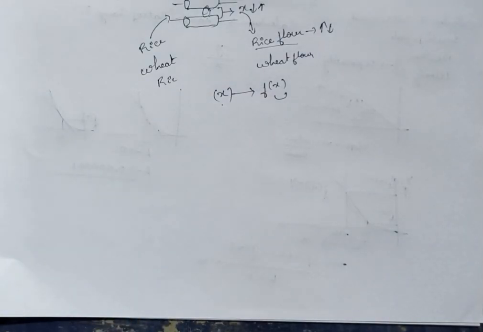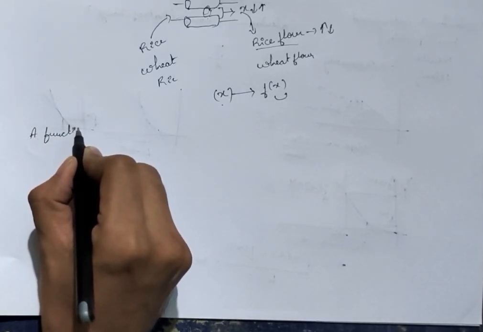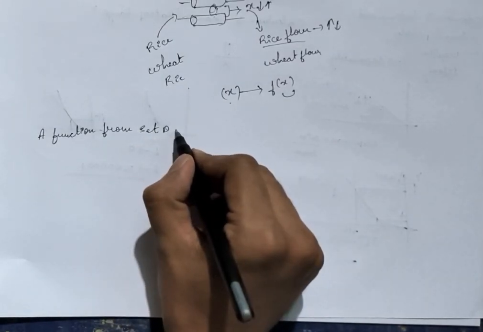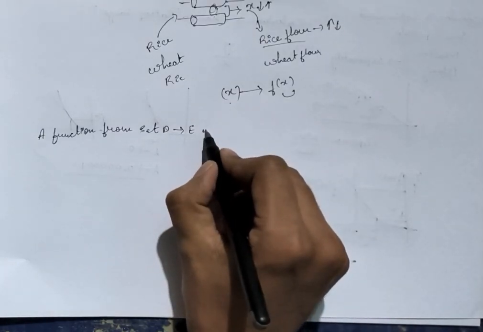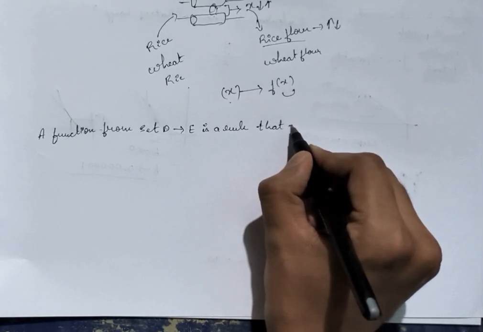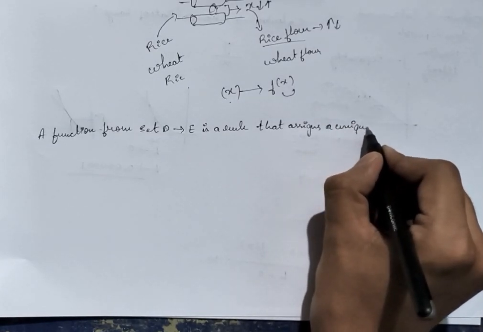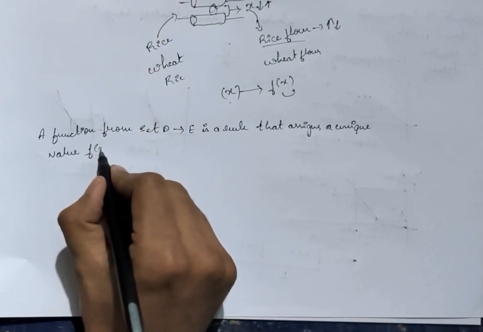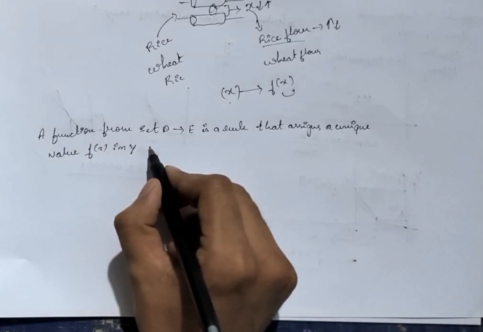A function from set T to set E, or consider any alphabets, is a rule that assigns a unique value f of x, that is function in y, to each and every element in x.